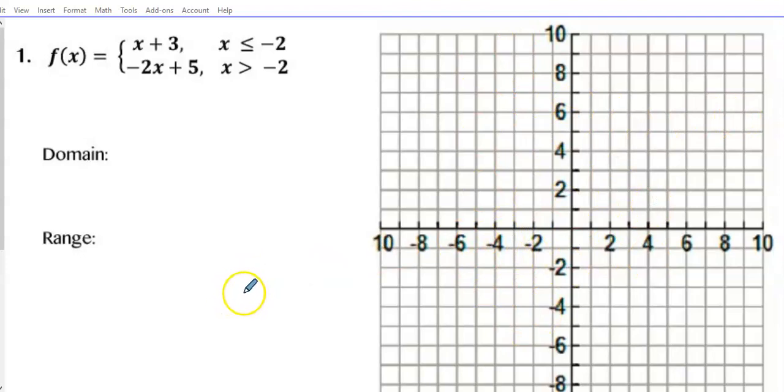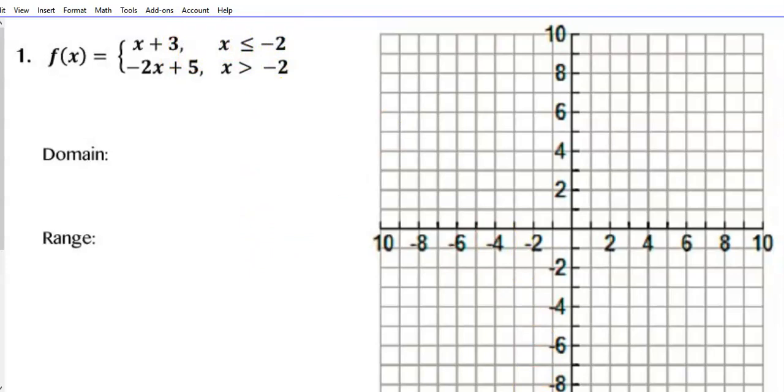So let's use blue. We're going to graph this part of the function first. And what we're going to do is, first of all, figure out where that dividing line is for this one. The dividing line is at -2 because it says x plus 3, in this sense, this is like if or when x is less than or equal to -2.